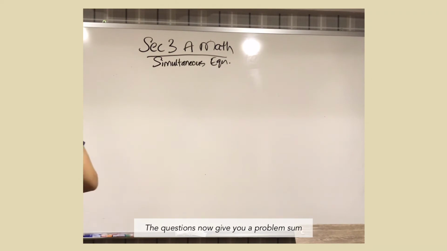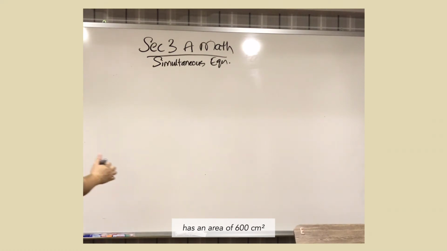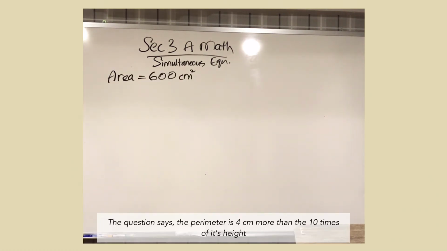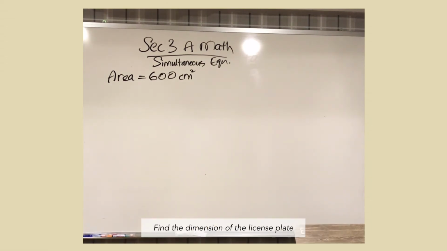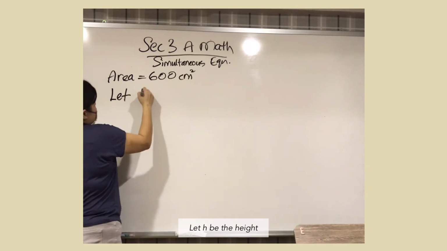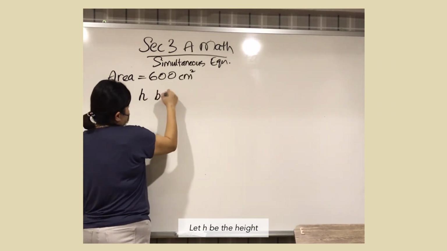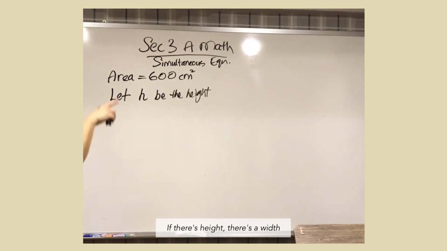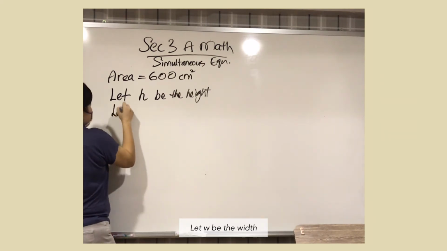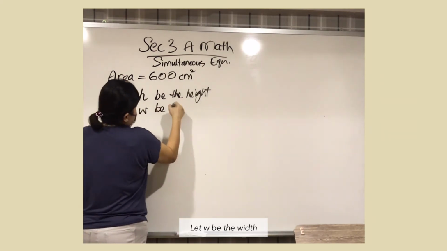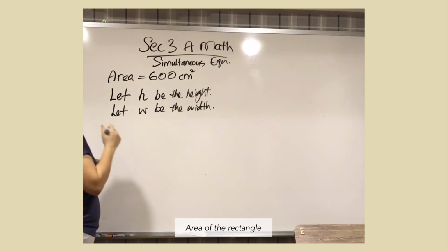A problem sum. It states that a rectangular car license plate has an area of 600 cm squared. The question says perimeter is 4 cm more than 10 times its height. Find the dimensions of its license plate. Let h be the height. So if there's a height, there's a width. So let w be the width. Area of the rectangle.